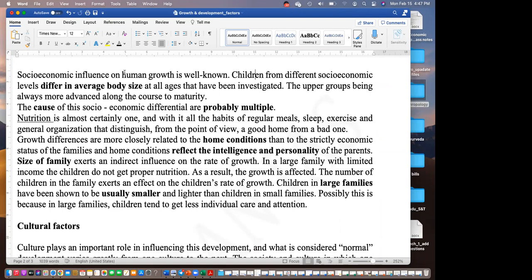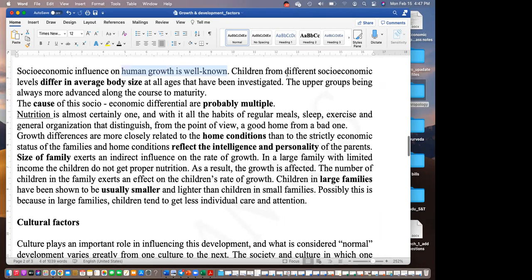So socioeconomic influence on human growth is very well known. Children who are from different socioeconomic levels differ in average body size. So it looks like people from economically weaker sections tend to have smaller body size. This is an average concept. We cannot generalize this. And we're talking about mostly the extreme conditions. Those who are really poor, who could not afford to have proper nutrition, versus those who have the choice of foods that they want and healthy choices they can make.